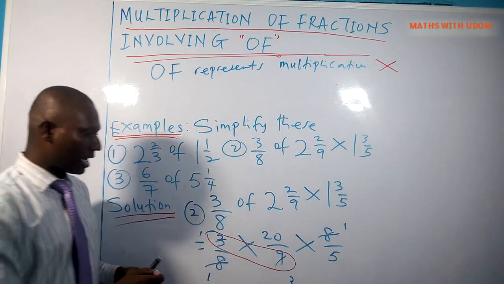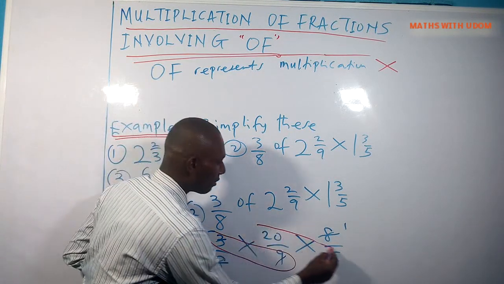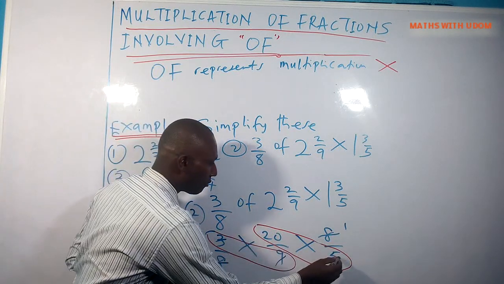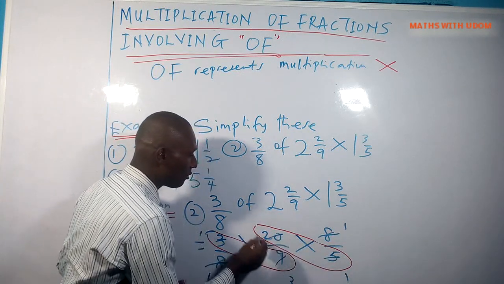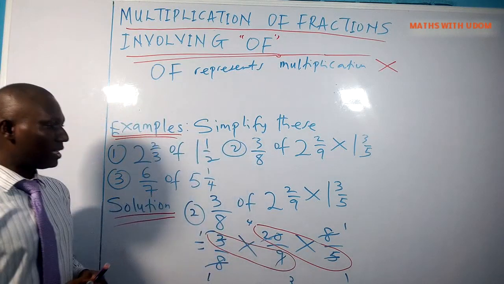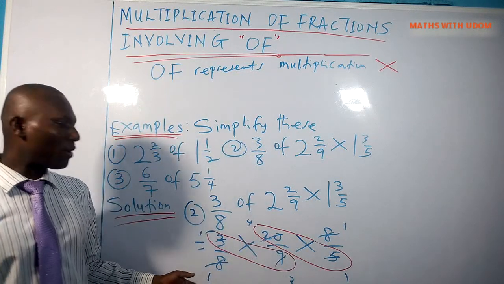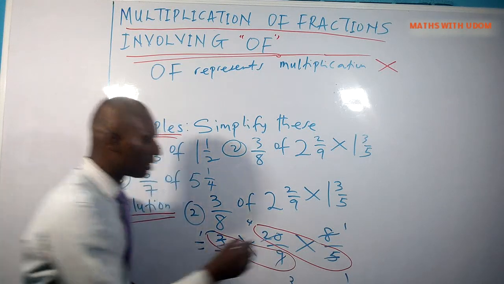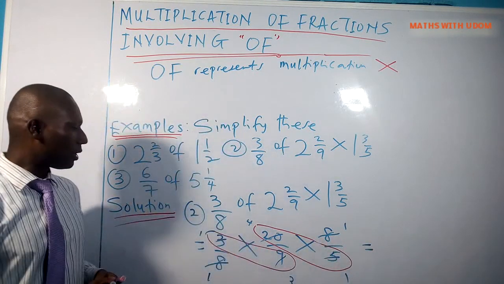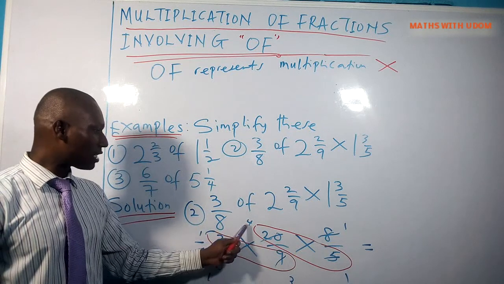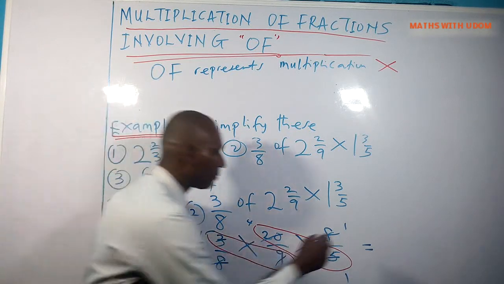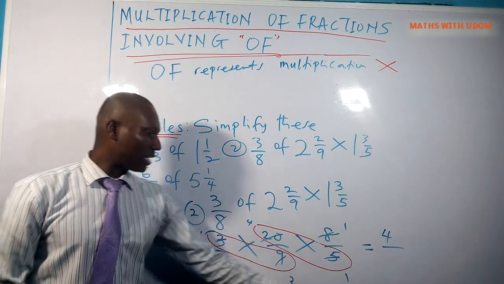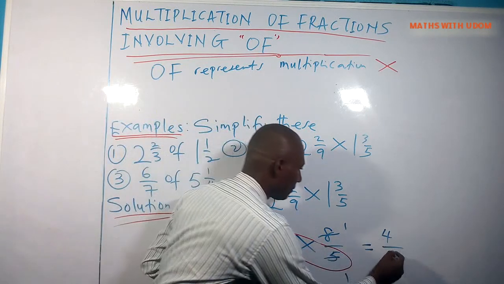What of 20 and 5? 20 and 5 also cross and cancel each other. Okay, so we have 5 here 1, 5 here 4. So the next thing is for us to multiply all our numerators together and the remaining denominators together. Okay, so what do we have? We have 1 times 4 times 1 will give us 4, divided by 1 times 3 times 1 will give us 3.